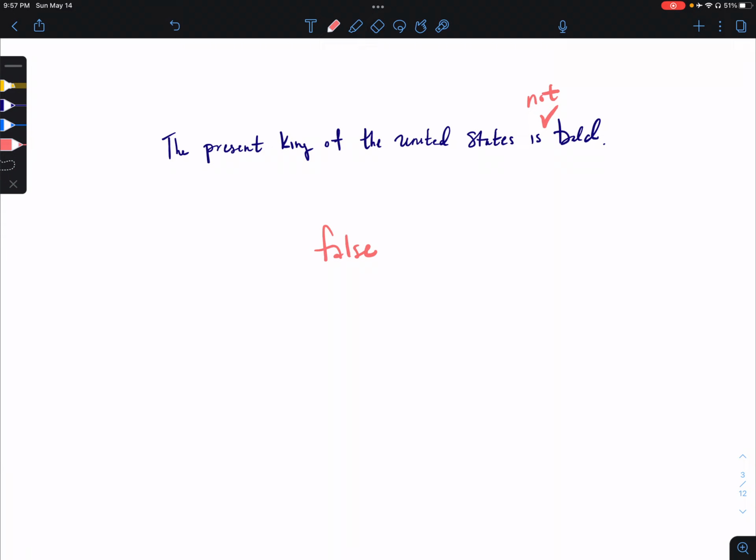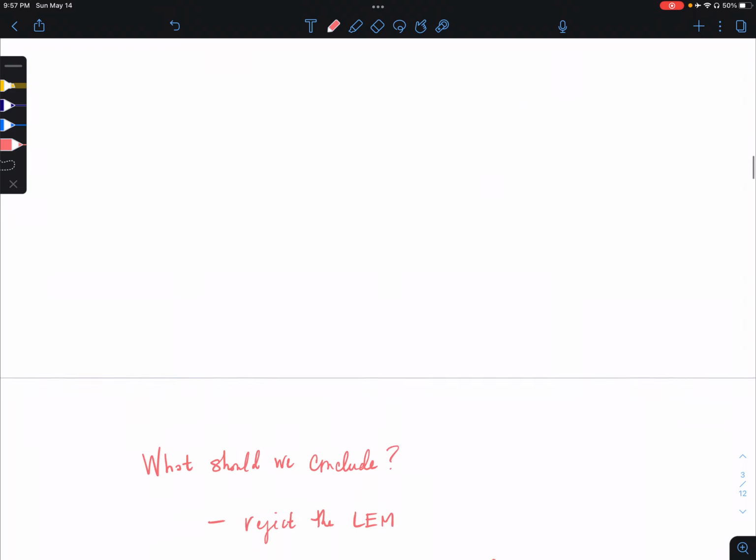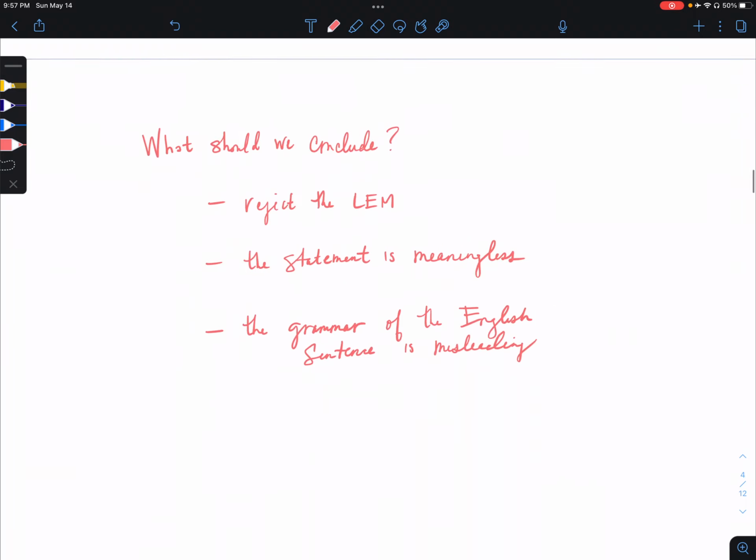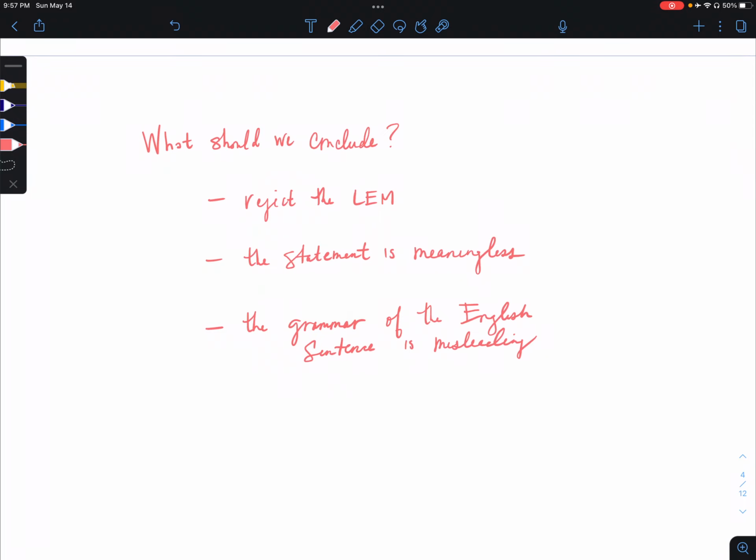Now, you might be thinking, but the present king of the United States doesn't exist. Surely that's part of the issue here. And you would be right. But the question is, what should we say about the law of excluded middle? Here are a few options. Reject it. Maybe it's not a general principle and it doesn't apply when a part of the proposition refers to something that doesn't exist or something like that.